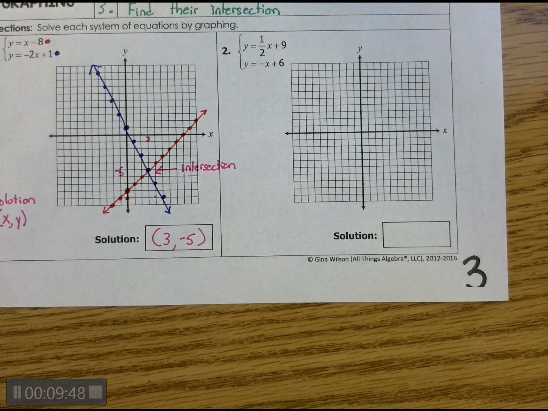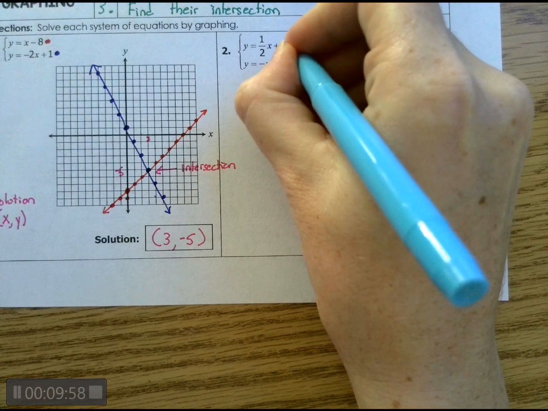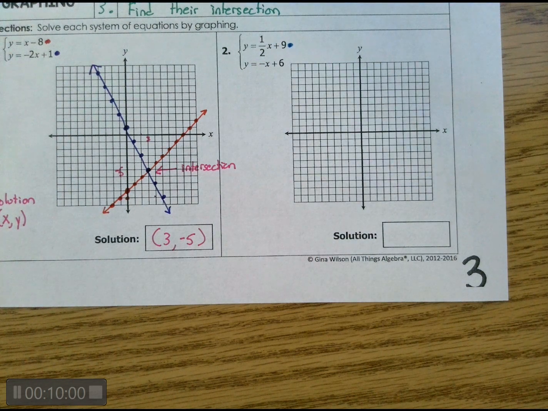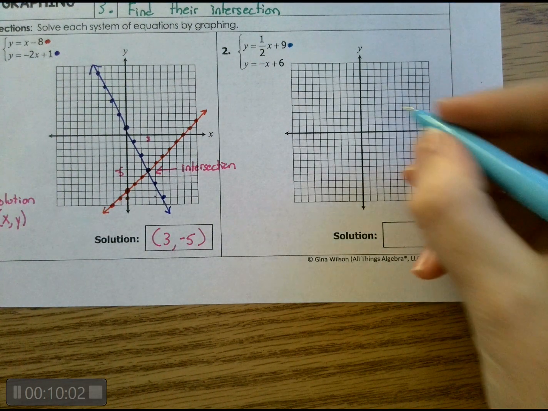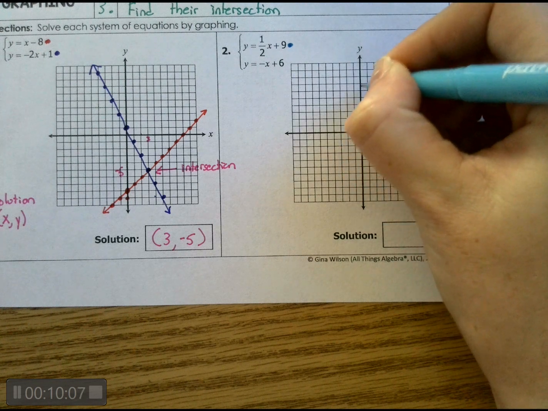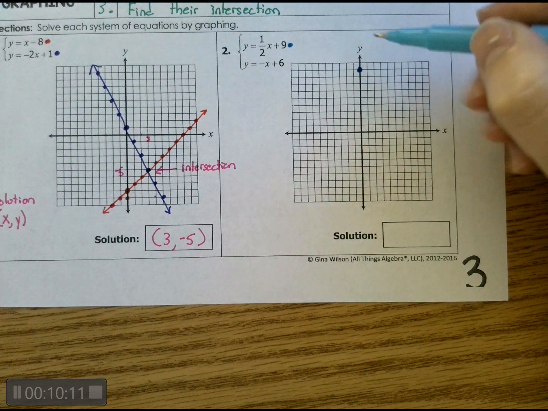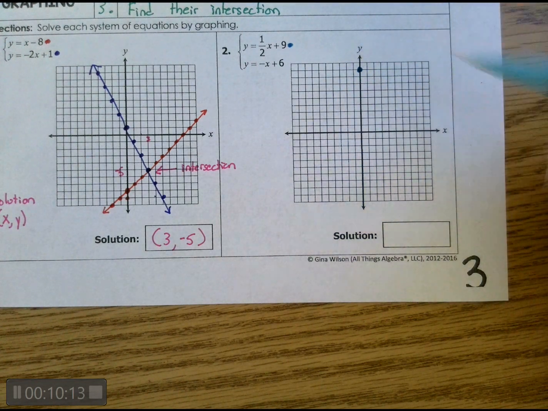Alright, so now we have y equals 1/2 x plus 9 and y equals negative x plus 6. So do the same thing, start with one color. Always graph your y-intercept first, which is going to be 9. 1, 2, 3, 4, 5, 6, 7, 8, 9. Remember, y-intercept always goes on the y-line.